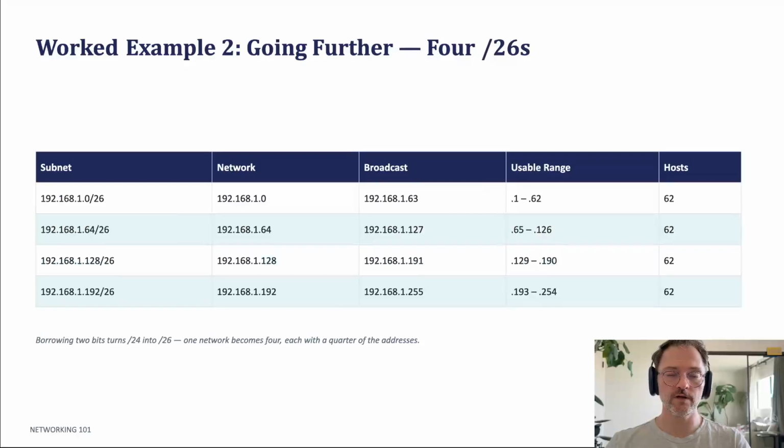In another example here, we can go farther. We can borrow 2 bits to make it a /26, which gives us 4 networks. So we're going to have 4 different subnets here, starting with .0 through .63. And then we're going to go to .64 to .127, .128 to .191, and .192 to .255.